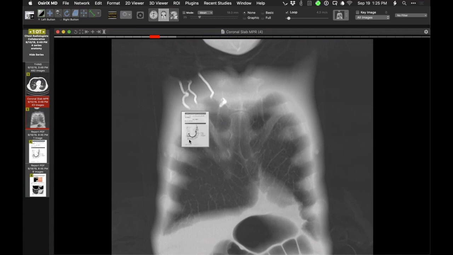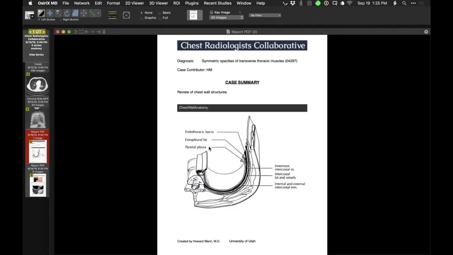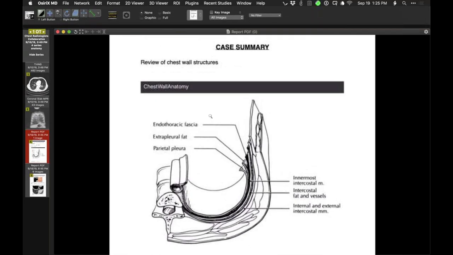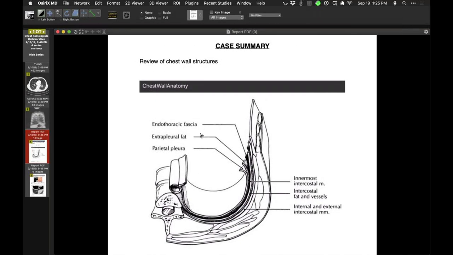So just to quickly review the anatomy of the chest, going from the inside out, we have visceral and parietal pleura, extrapleural fat, endothoracic fascia. Then we have an innermost intercostal muscle. Then we have some fat containing intercostal fat and vessels. Then we have the internal and external intercostal muscles.